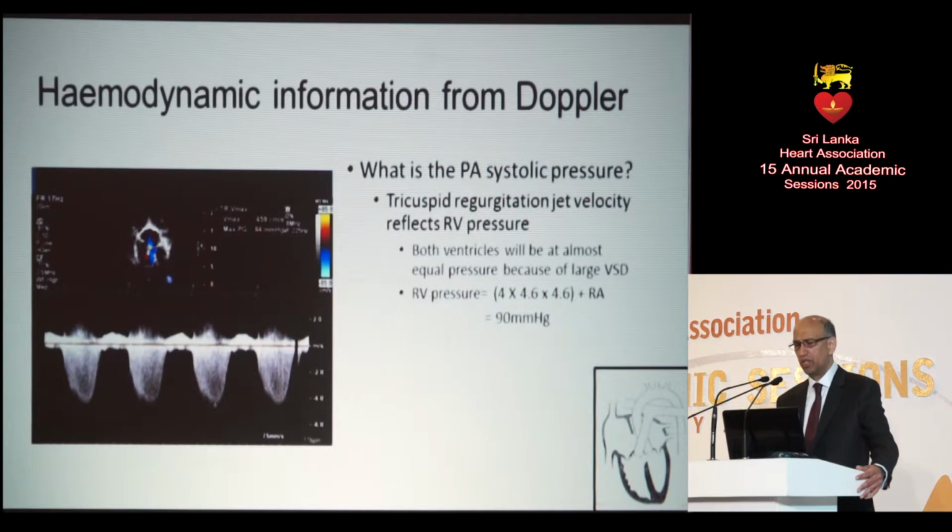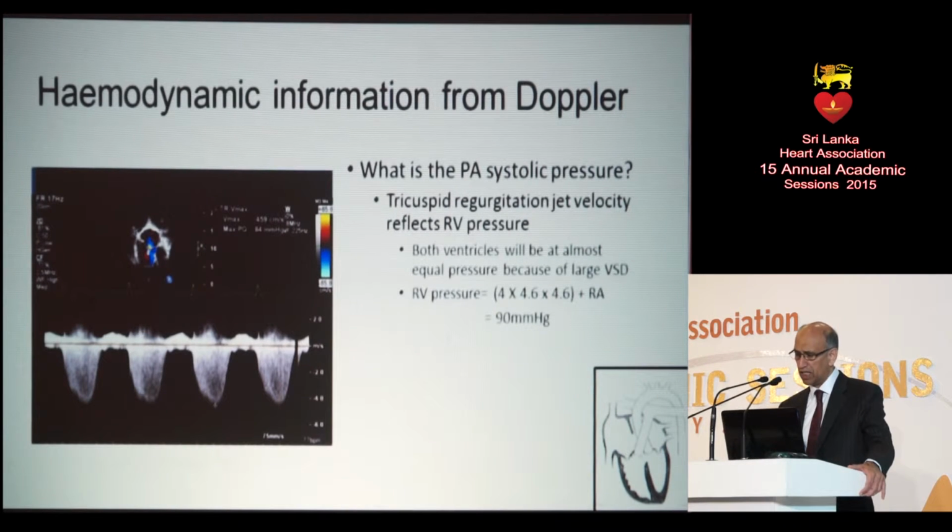Now we move on to the information about pressures, because a key question here is, what is the nature of the pulmonary circulation, the pulmonary arterial tree? So you've already had other talks alluding to this. The pulmonary artery pressure is derived by the equation 4 times velocity squared as it applies to the tricuspid regurgitation jet. In this case, it's 4.6 meters per second, and with the right atrial pressure, it is approximately 90.